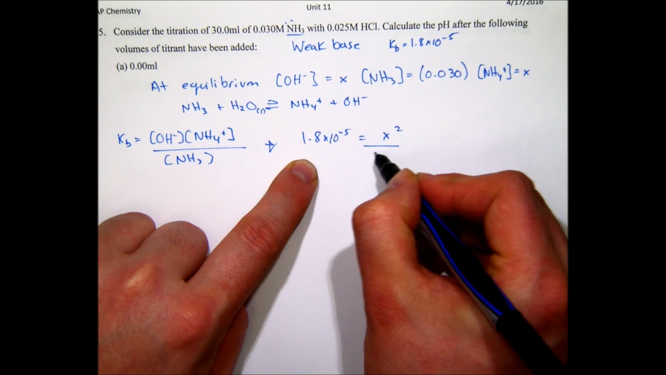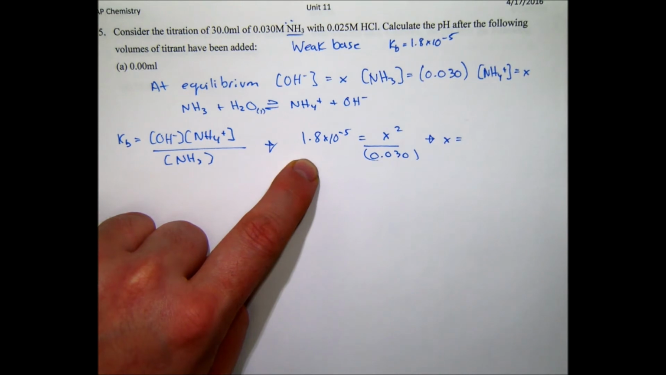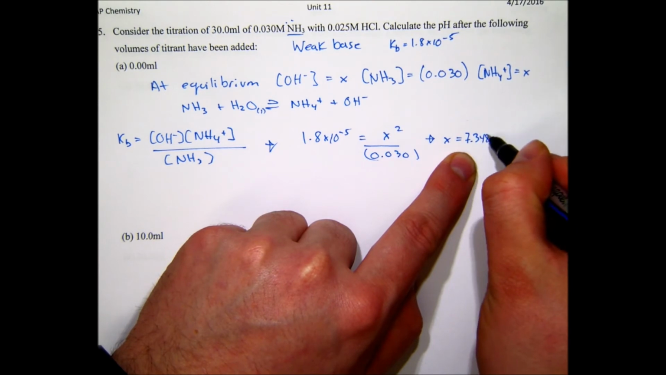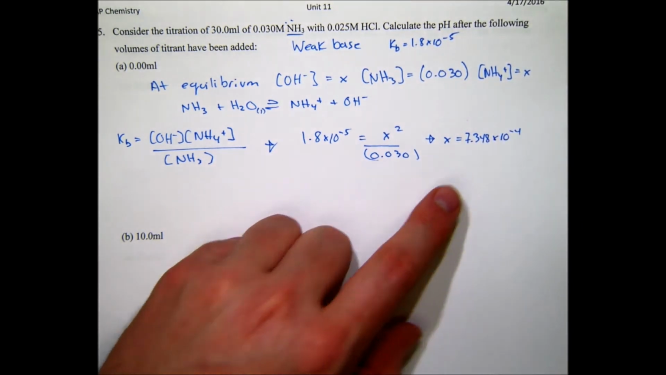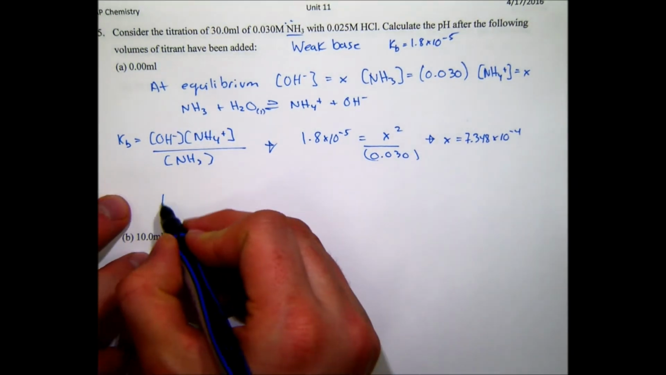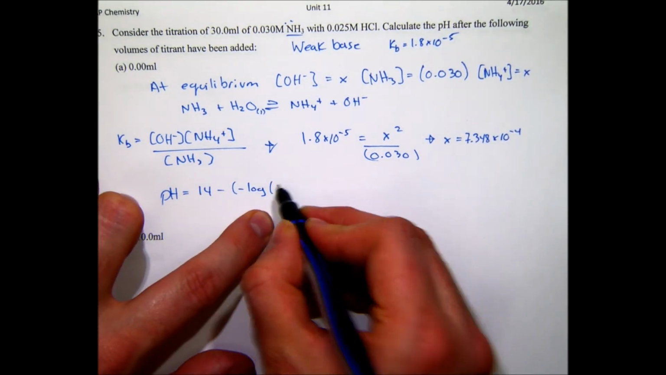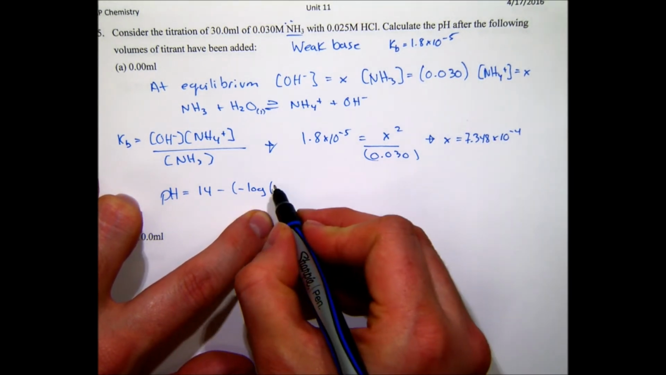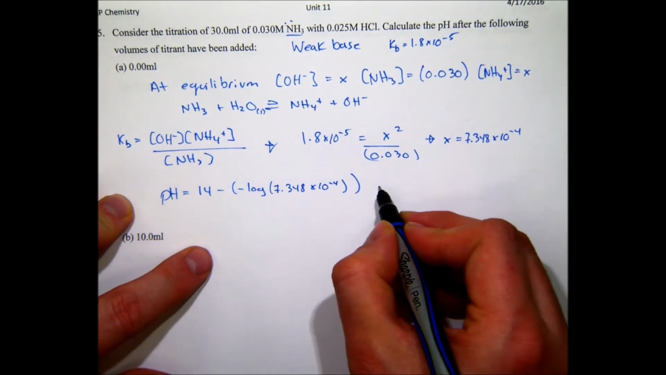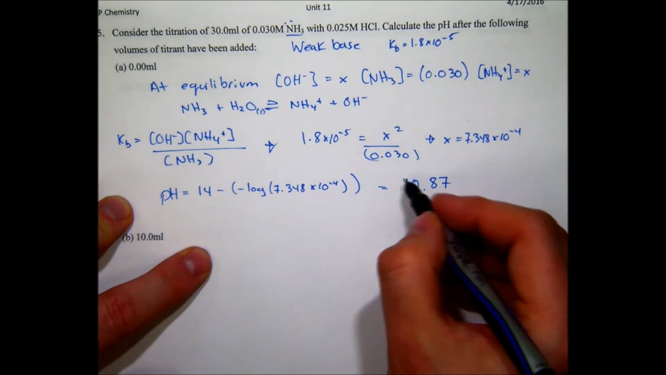I don't know what these are, so X squared, and in this case X is equal to 7.348. Again, I expect that you're able to solve for those X's based on what we've done already. The pH is equal to 14 take away the negative log of the OH concentration, or the pOH, 7.348. And the pH of the solution before we add anything is 10.87.